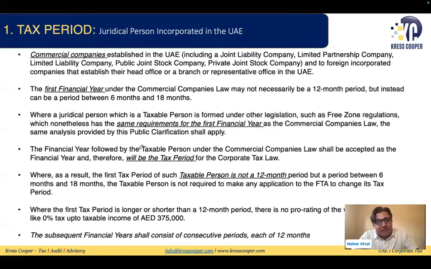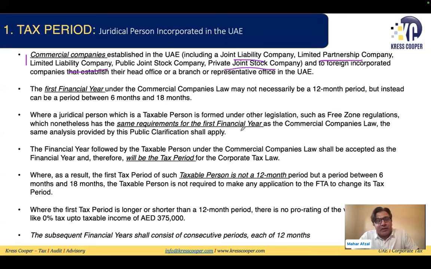Okay, let's go through this quickly. The commercial companies, we've already discussed: public joint stock company, limited liability company, private joint stock company, foreign incorporated company. These are the commercial companies. First year, we have already discussed, it can be 12 months, less than 12 months, more than 12 months, in between 6 to 18 months.